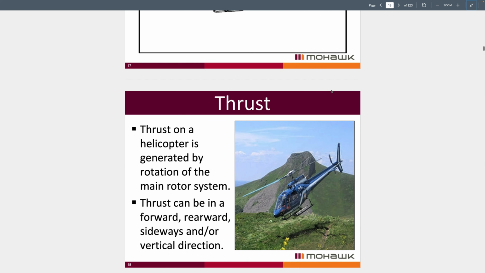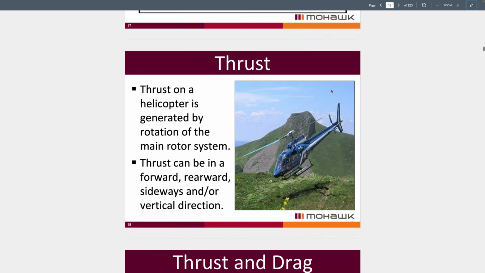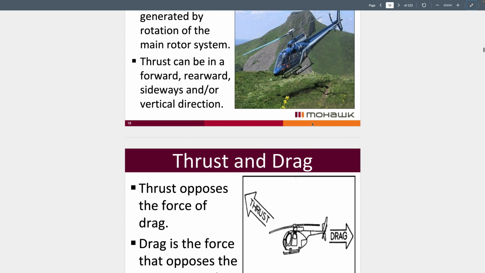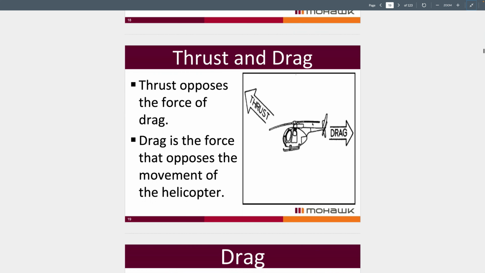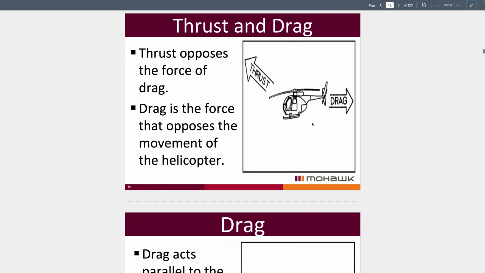When it comes to thrust on a helicopter, thrust is generated by rotating the main rotor system, which we have right here. Thrust opposes the force of drag. Drag is the force that opposes the movement of the helicopter. So once more, when the helicopter is in a hover, I know we discussed this earlier, the only type of drag that is experienced is, you thought it, you got it, only induced drag.